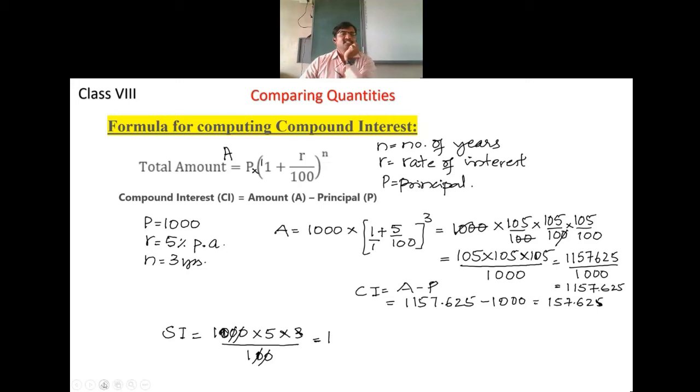Sir, can you please share the cube and cube roots PDF and this PDF, sir, notes? Okay, sir. Notes, sir, we wanted.